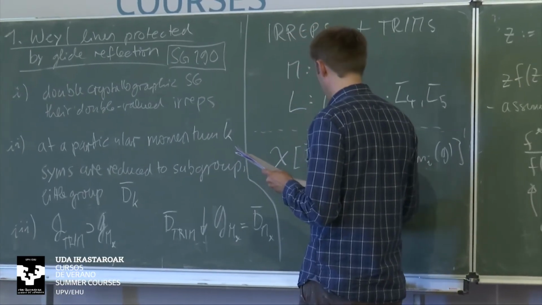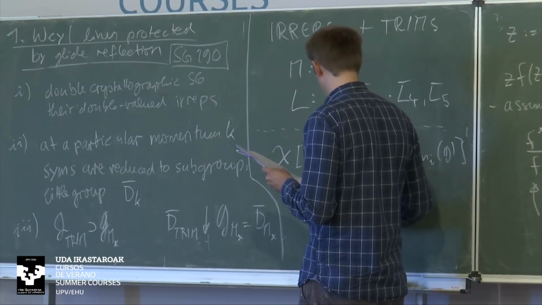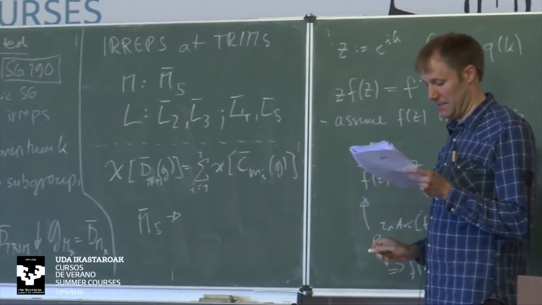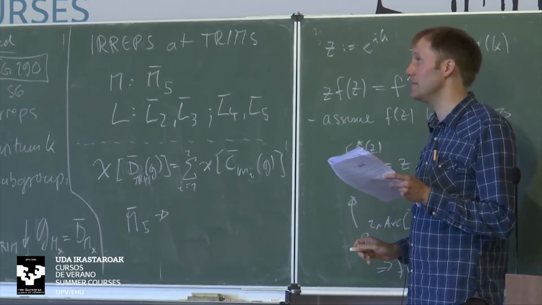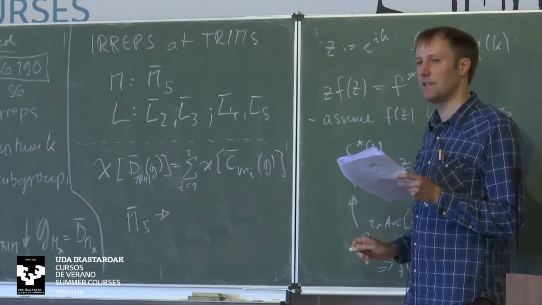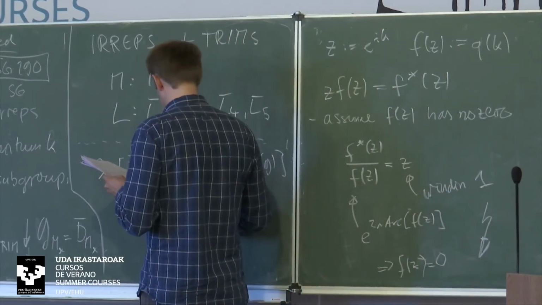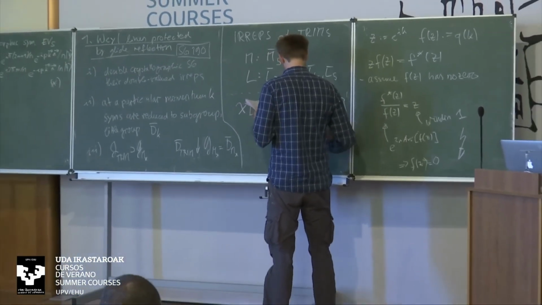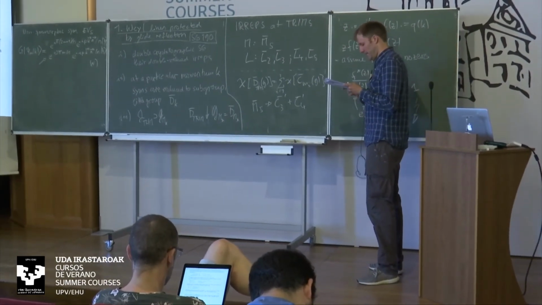So let's just look at this M point with this M bar 5 irrep. How does this have to split up? Does it split up into two C3 bars, or two C4 bars, or a C3 plus a C4? What do you think? 3 plus 4, exactly, yeah. It splits up into 3 plus 4.